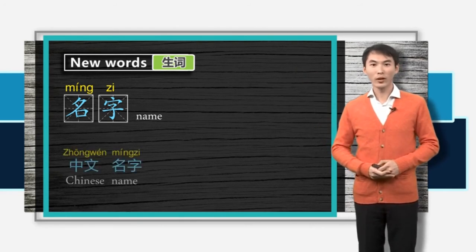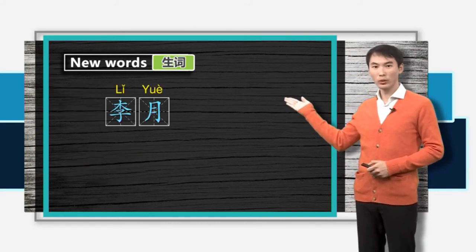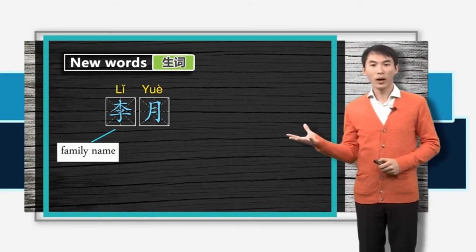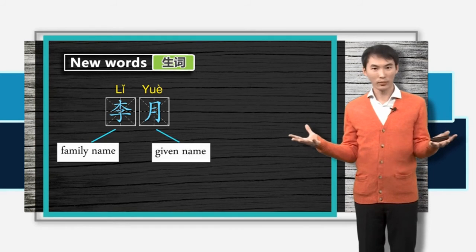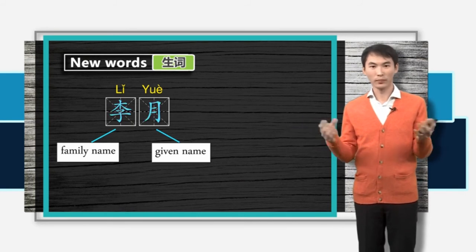Do you already have a Chinese name? 中文名字. Now, let's see a typical Chinese name. 李月. 跟我读李月. Do you know the difference between Chinese names and English names? In Chinese, the family name comes before the given name. So, Li is the family name, and Yue is the given name.